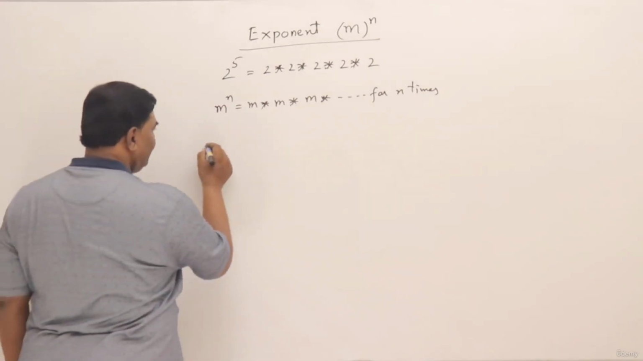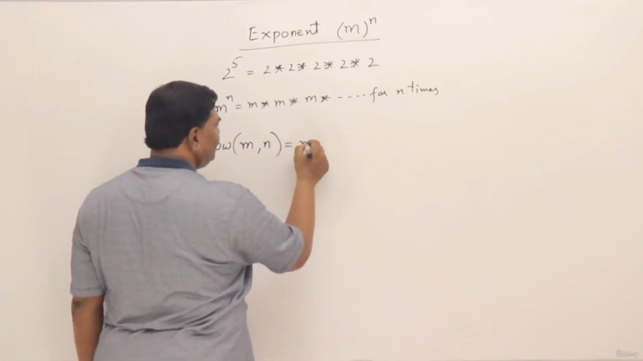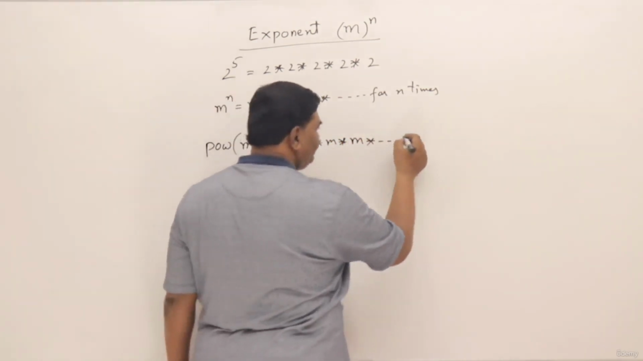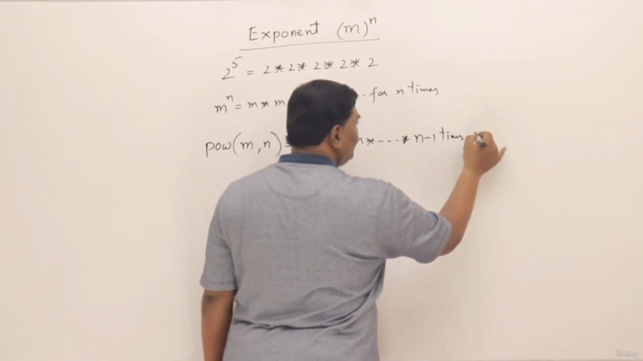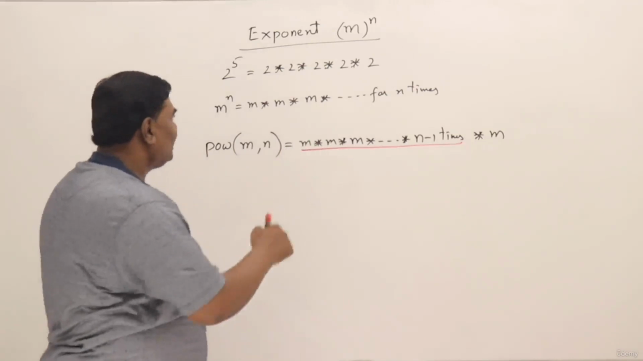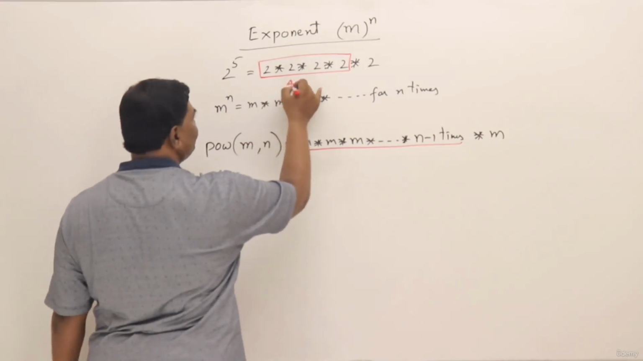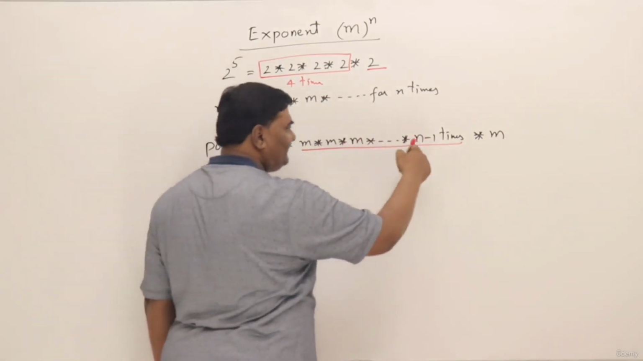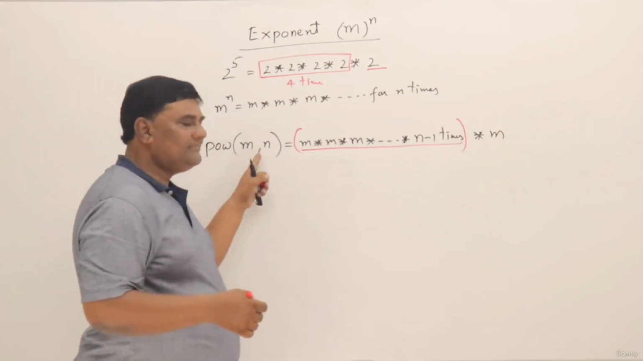Now if I write it as a power function, that is power(m, n), then it means m into m into m, that goes on for n minus 1 times, and 1 more time. For example, 2 power 5: this is 4 times, and 1 more time. In the same way, m power n means m should be multiplied for n minus 1 times, then multiplied by 1 more time, so it becomes a total of n times.